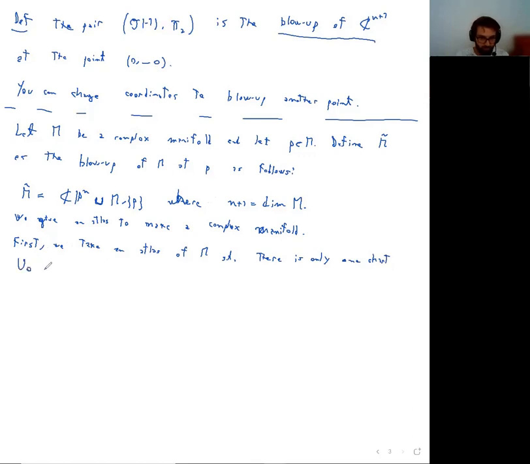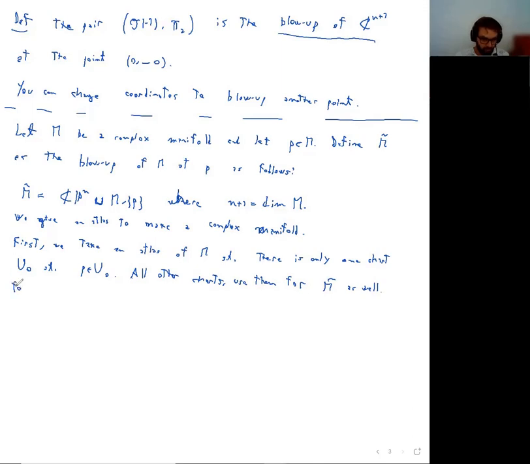One chart, U0, such that P is in U0. This is, of course, possible because you take any chart, you just remove a point, and this is still a chart. So you can simply just remove P from all but one. All the other charts, we just use them, for M tilde as well. If they don't intersect P, you can just use them on M minus P.